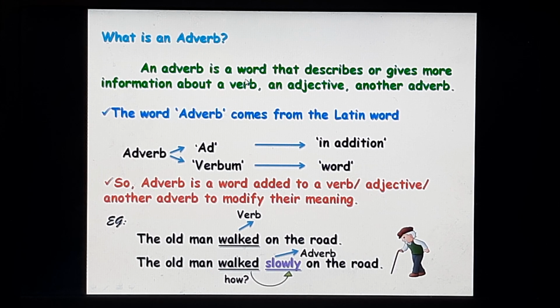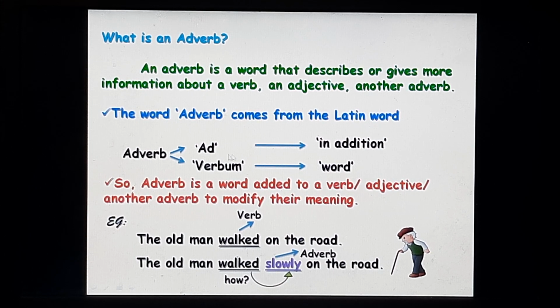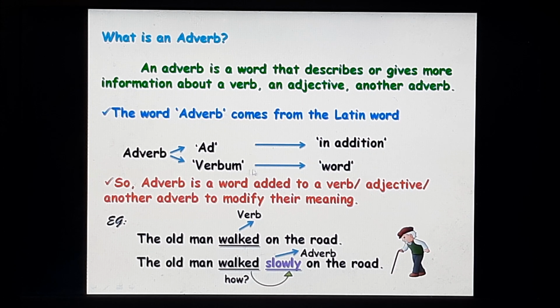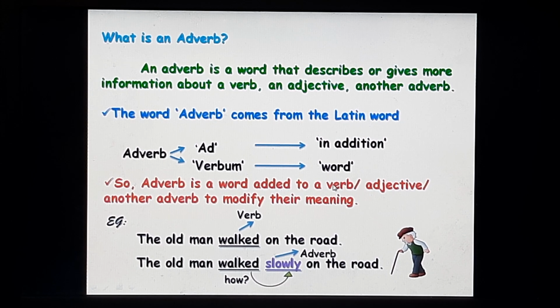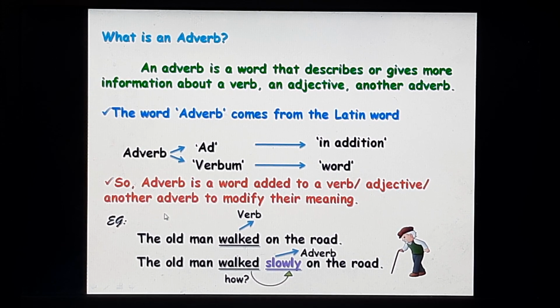An adverb is a word that describes or gives more information about a verb or an adjective or another adverb. Now, the word adverb comes from the Latin word ad, meaning in addition, and verbum, meaning word. So, an adverb is a word added to a verb or adjective or another adverb to modify their meaning. Modify means to say something more about their meaning.